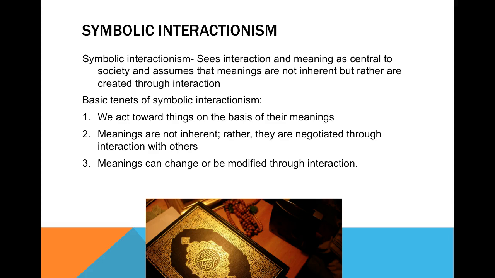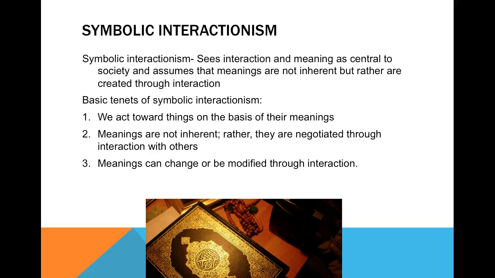So this last perspective is called symbolic interactionism. Symbolic interactionism sees interaction and meaning as central to society and assumes that meanings are not inherent. Inherent meaning is objective, meaning there's some sort of objective truth to anything. So these meanings are not inherent, but rather are created through interaction. So society is the product of all these different interactions between you and I, or you and other people.